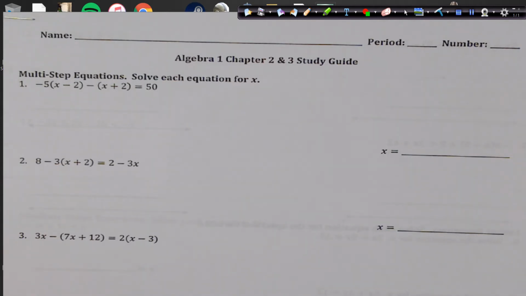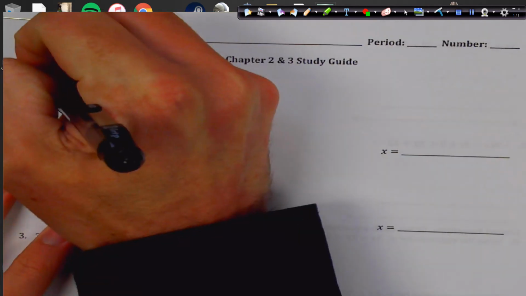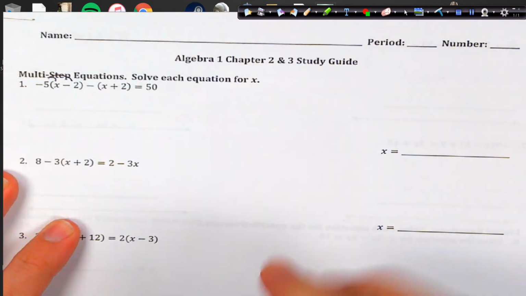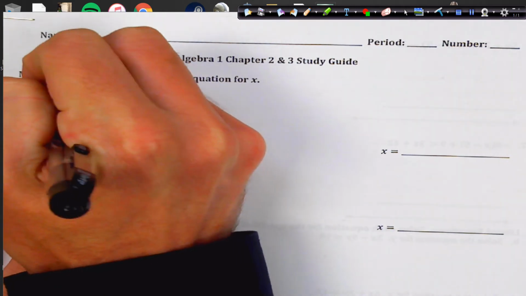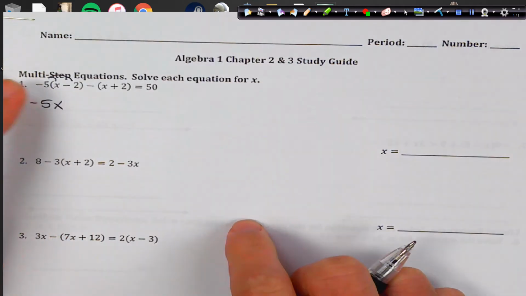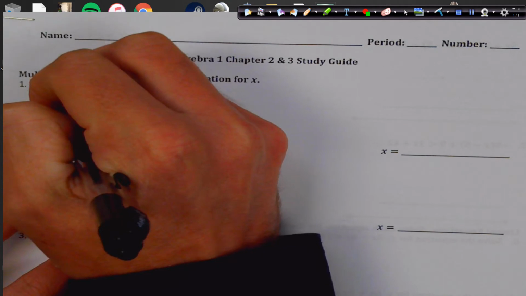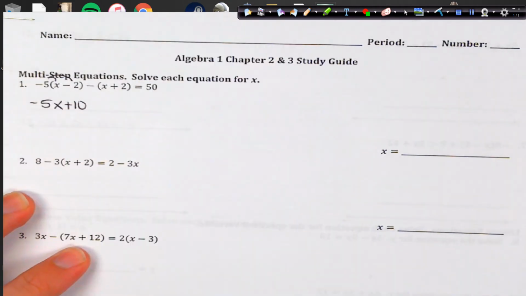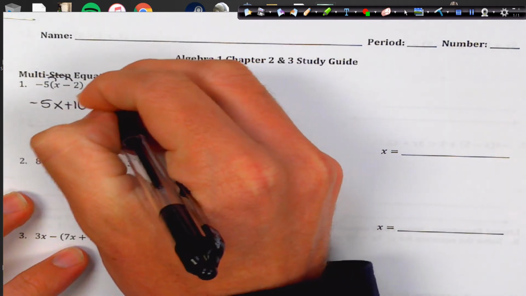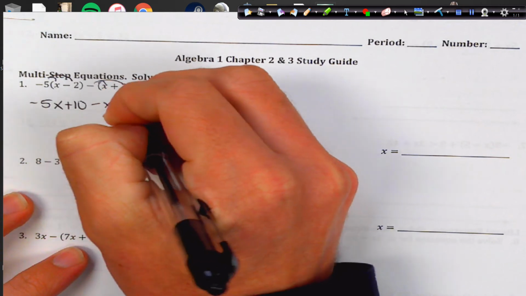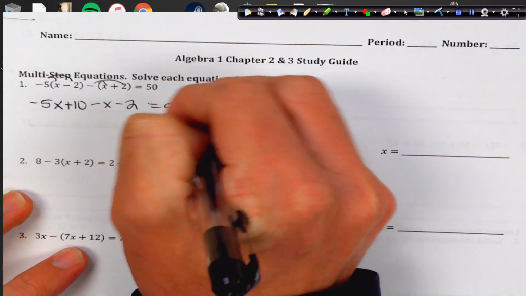All right, multi-step equations. So we need to always make sure we take care of distributive property first. So we're going to distribute in here, so that's going to become a negative 5x. And then negative 5 times a negative 2 is a positive 10. Negative times a negative is a positive. Then we have to distribute the negative here to make a negative x and a negative 2 equals 50.